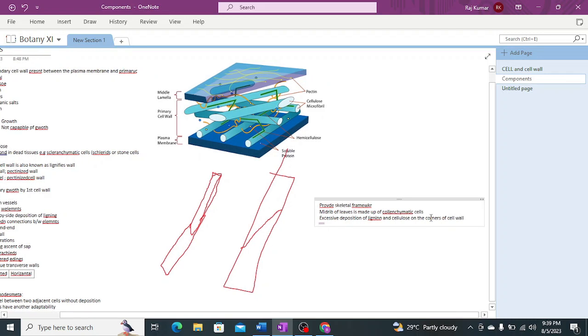As it is having excessive deposition of lignin and cellulose on the corners of the cell wall, that allows the cell to maintain its shape whenever there is extreme wind condition or water coming over it. That provides a skeletal framework, so that the cells may not get torn up or fall down on the ground, or get any sort of damage. So this is all because of the cell wall, which contains the excessive deposition of lignin and cellulose on the corners of the parenchymatic cell wall.